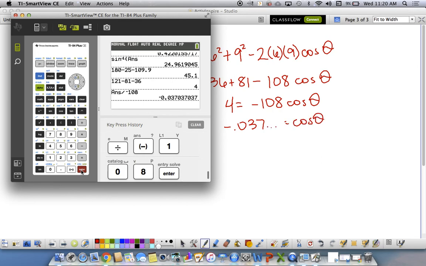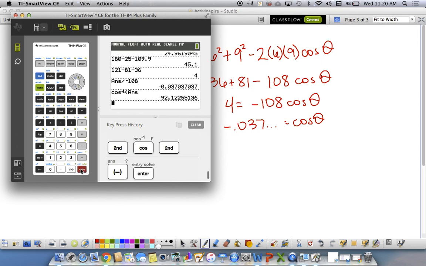All right, so we need to find theta, so we're using inverse cosine of that answer. And we're going to get theta should be 92.12 degrees. I think they only gave us 2 sig figs, so I'm going to stop at 92 degrees. Okay?